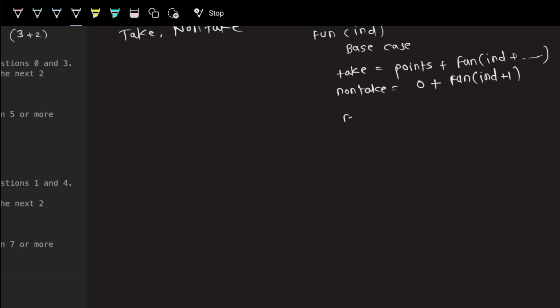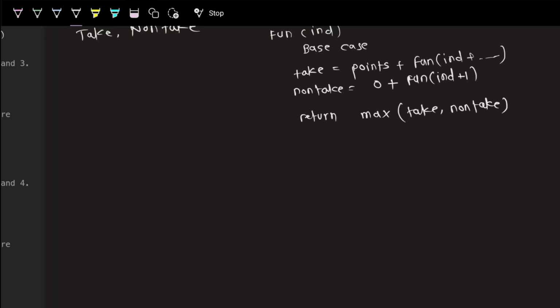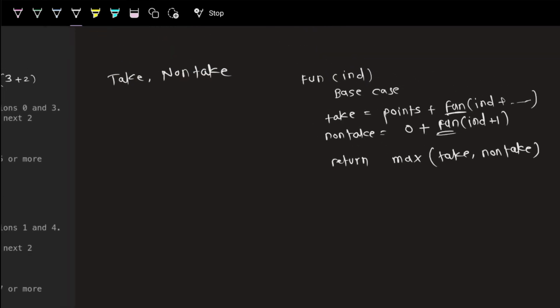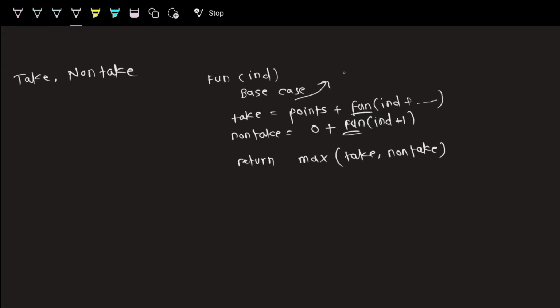And finally we return the max of both of them. Whichever gives me the maximum answer, I will just take it. This is something we are doing recursively, and in order to optimize this, we use a DP array, where we just check whether I have solved this problem or not. That is simple.